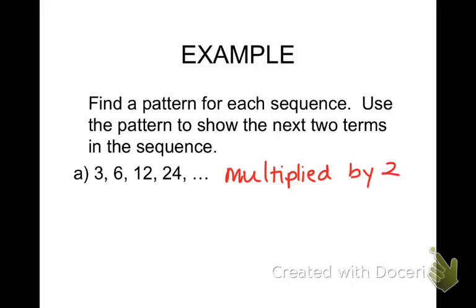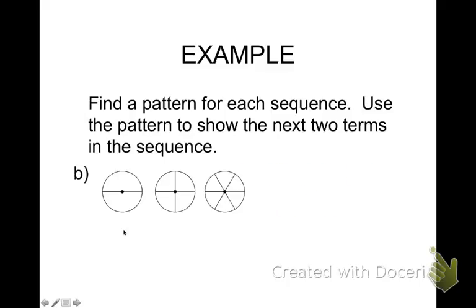That's the pattern. Is that how multiplied is spelled? Yes. So what would be the next two terms in the sequence? 48 and then 96. Good. So given a series of numbers, can you identify the pattern and come up with the next numbers in the pattern?